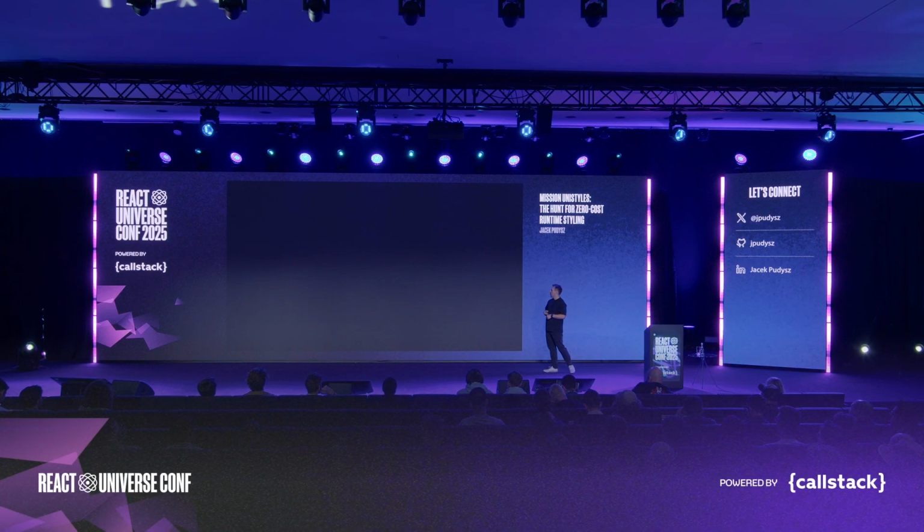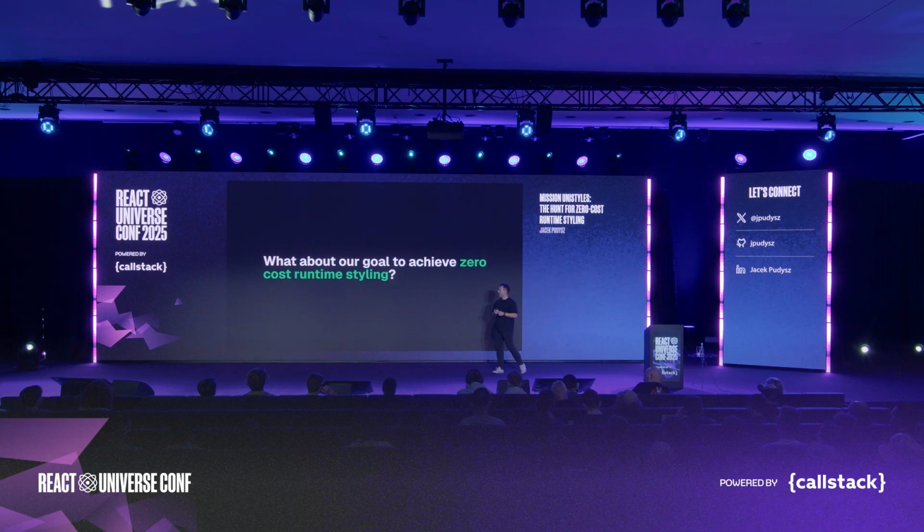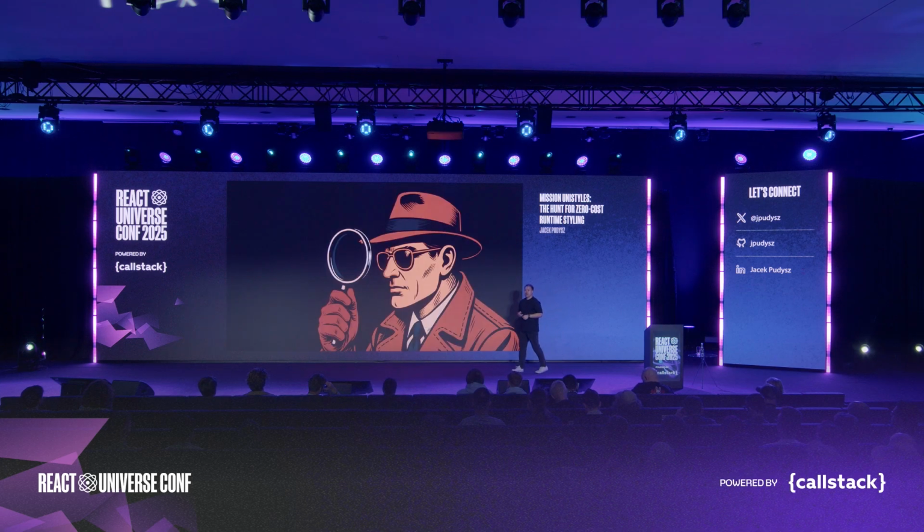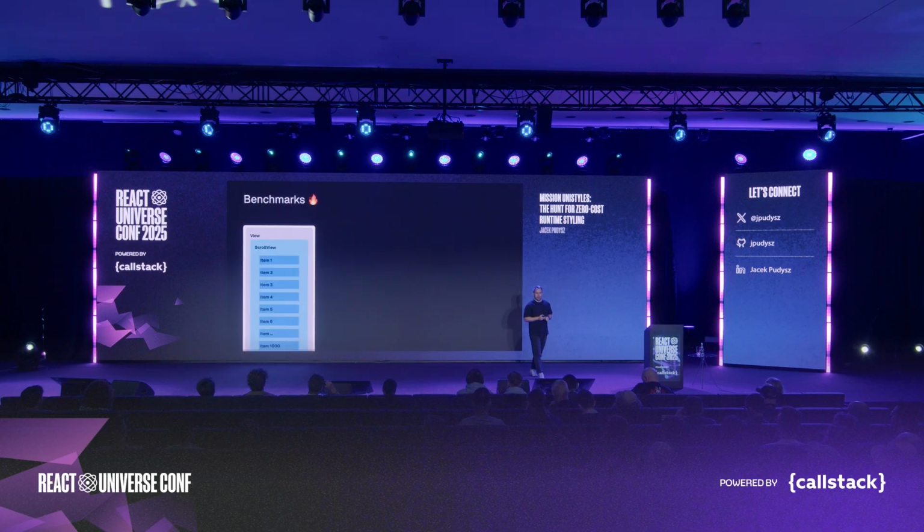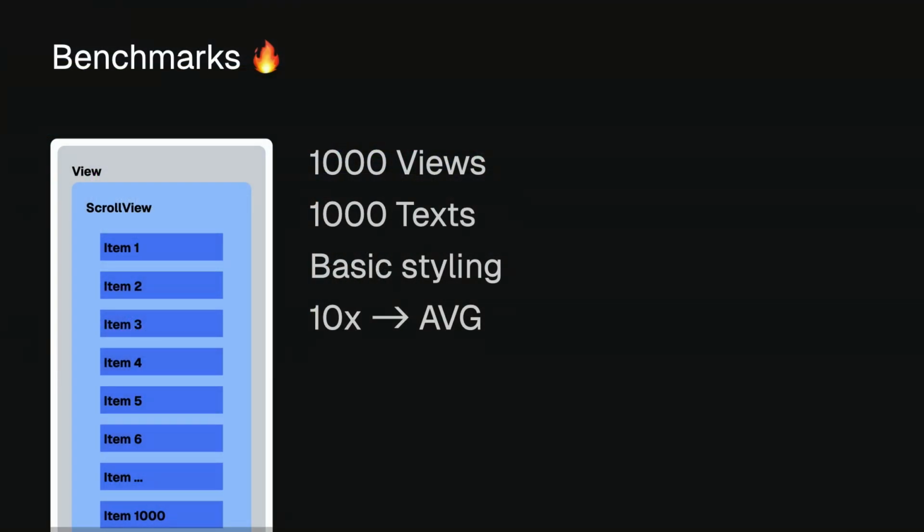Okay, so what about our main goal? About to achieve zero-cost runtime styling. Is this possible? Can we do that with Unistyles or any other library? Let's find out. So we put a simple benchmark that renders 1,000 views inside scroll view and 1,000 texts. So we have around 2,002 native views. And we use basic styling because it's hard to compare performance to StyleSheet if StyleSheet just consumes objects. There is no dynamic there.